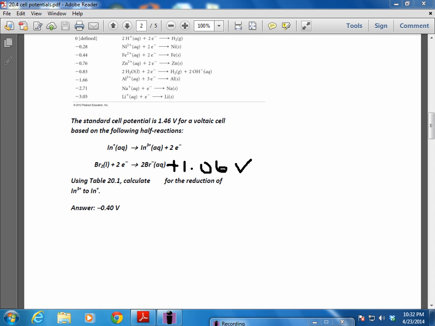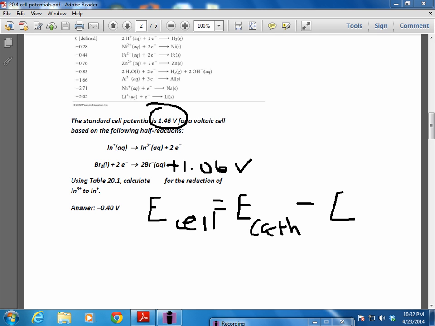We know that the total for the whole thing is 1.46. If you remember our equation, the E of the cell is equal to that of the cathode, what is most likely to go through reduction, minus the E of the anode. How do you tell the anode and cathode? The cathode is the one that's more positive, or what we know in this case. Notice you can tell in this reaction that indium is losing electrons, so that makes it oxidation. So you can see that it's going to be the anode.